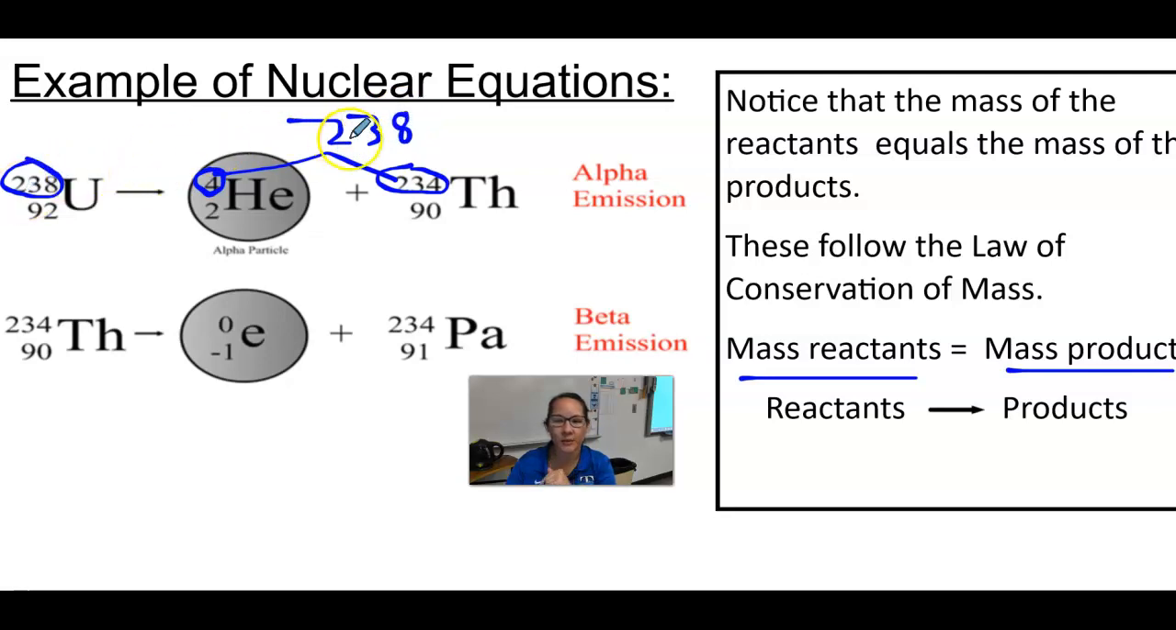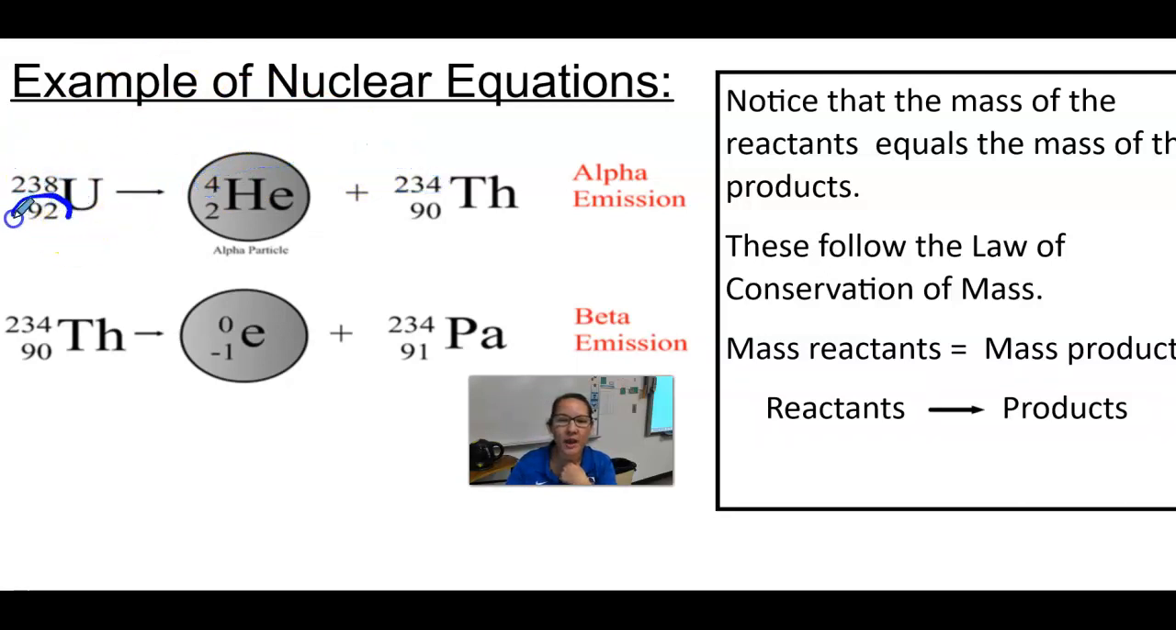So your total mass before and total mass after have to be equal, and your total atomic number before and your total atomic number after also have to be equal. So notice that before the arrow, it's 92, and then after the arrow, we have 2 plus 90, which equals 92, to balance out the atomic numbers as well.